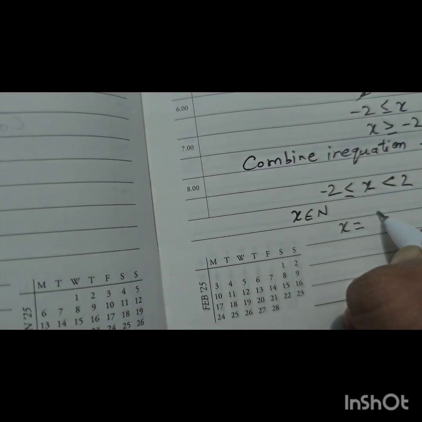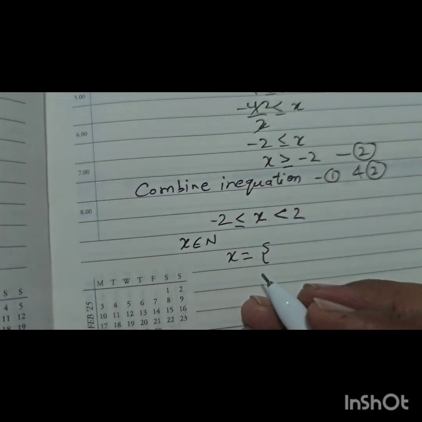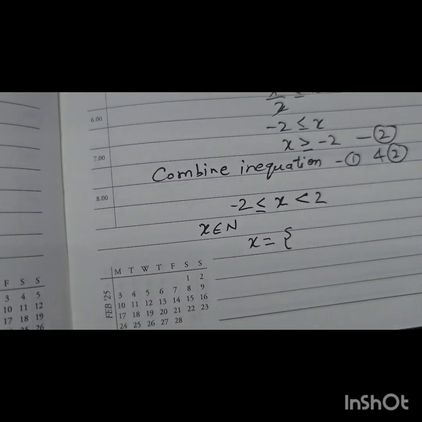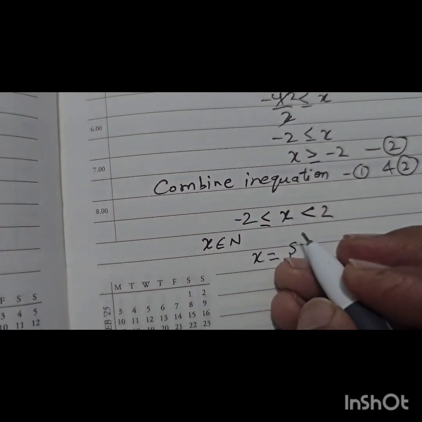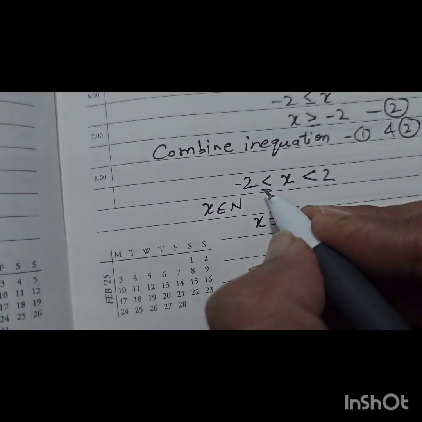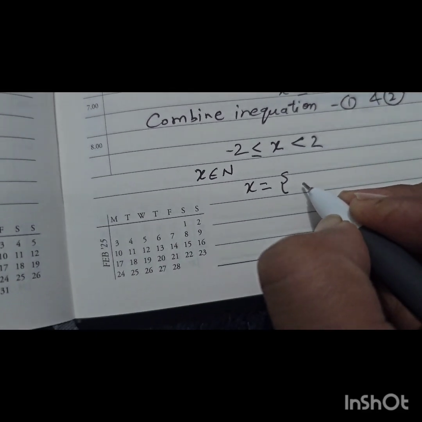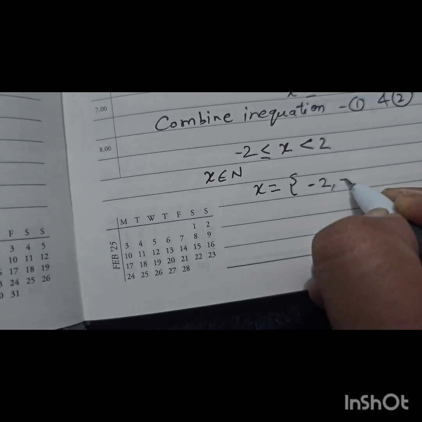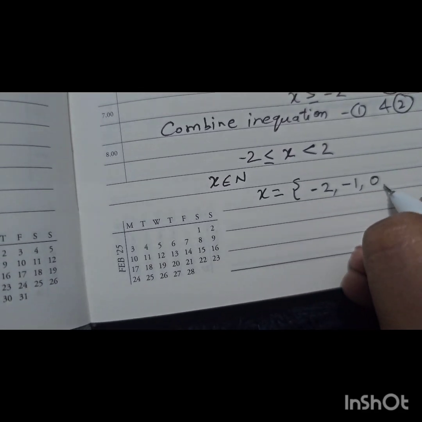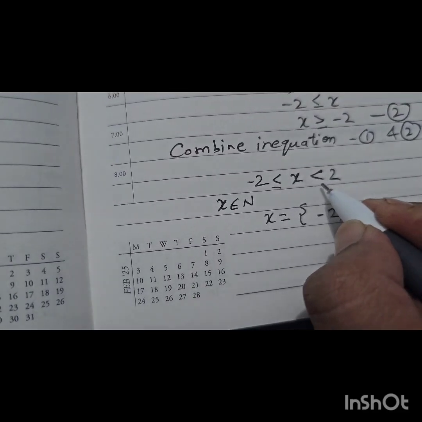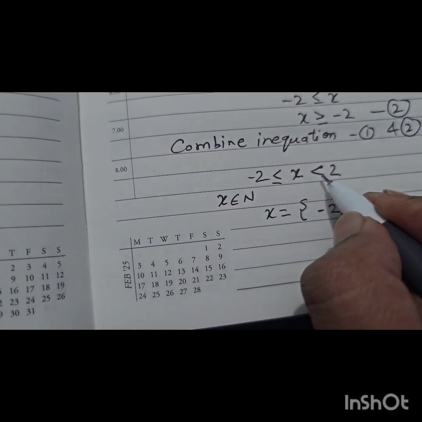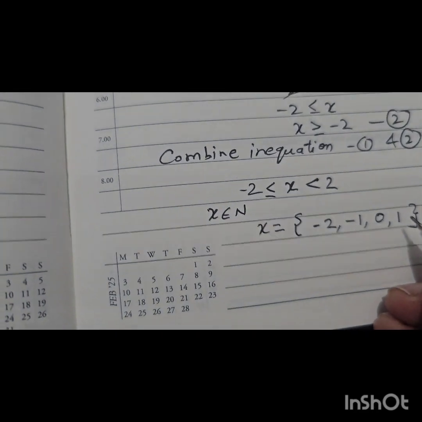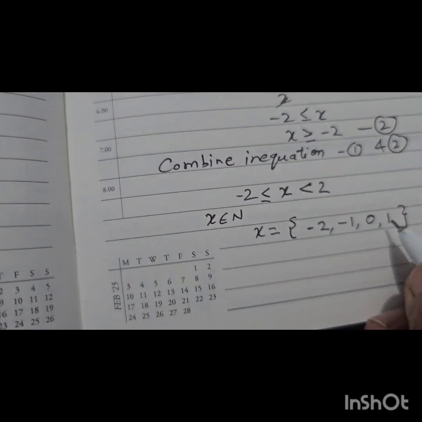So the solution set should be written in roster form. So what are the values? Minus 2 should not be included. Sorry, it is included. Sorry, minus 2 should be included. So we should write minus 2, minus 1, 0, 1, but not 2, because here equals to is not there. Okay, so minus 2, minus 1, 0, 1.